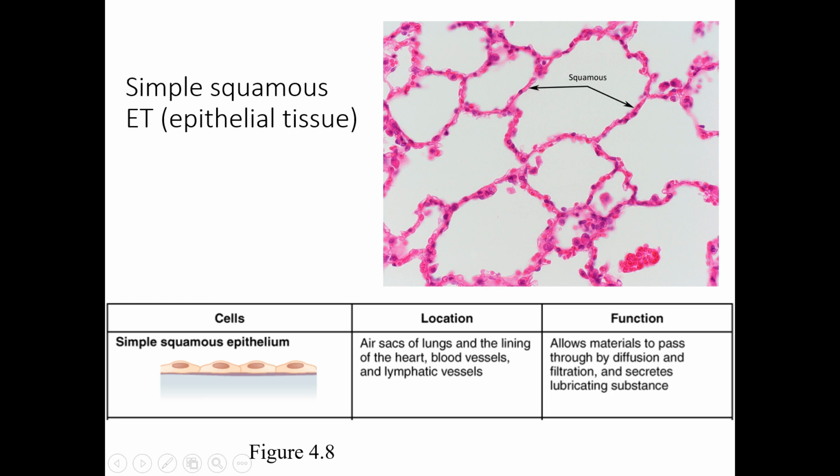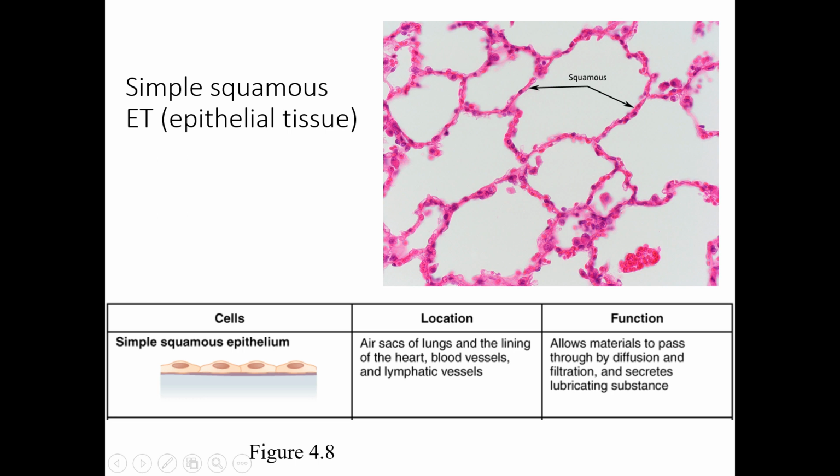When you have your exam, please always remember to put the name of the tissue at the end, type of the tissue. ET would be for epithelial tissue. So simple squamous ET. It will be just one layer of flat cells or mostly flat cells. Right here, that is a large flat cells. So the tissue you can see right here, that's a lung epithelium inside of the lung alveoli.